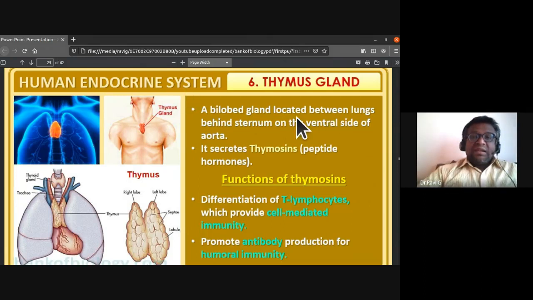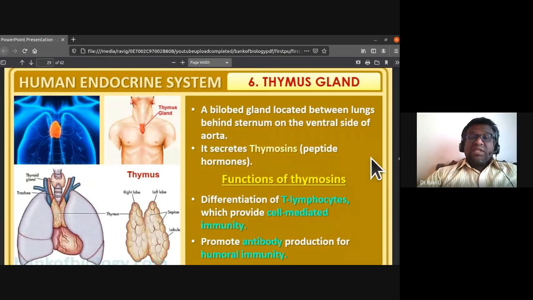So the thymus gland is a bilobed gland, you can see here. It is located between the lungs, and you can notice it behind the sternum on the ventral side of the aorta. It secretes thymosin, that is a peptide hormone. That is the location of the thymus gland, which is bilobed. It is located in between the lungs and behind the sternum on the ventral side of the aorta. It secretes thymosins, or peptide hormones.